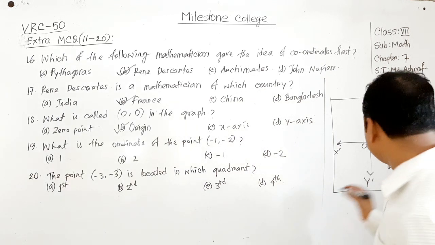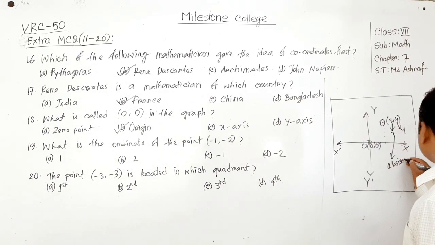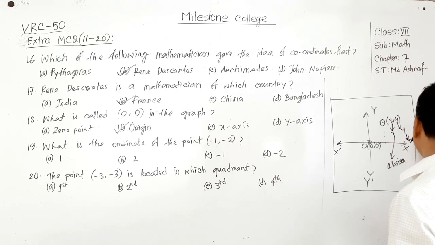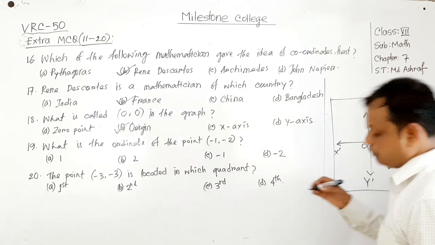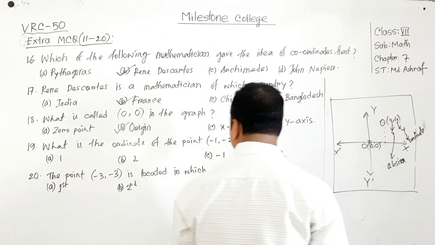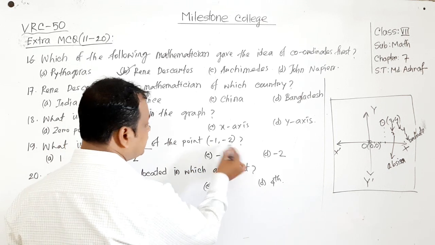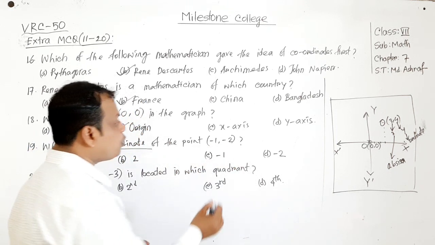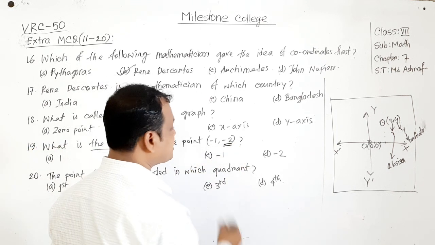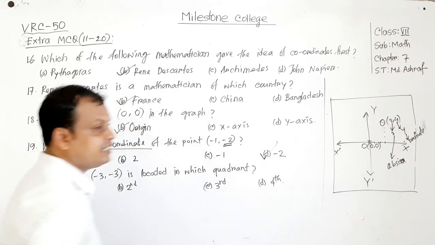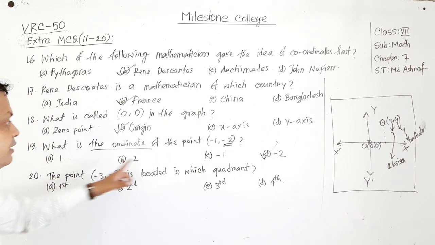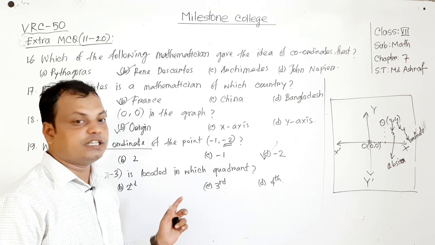What is the spelling? Abscissa. And it will be ordinate. So what is the ordinate of the point? The value of y will be the ordinate. So what is the value of y? The value of y is -2. So the answer will be D. Okay, the ordinate will be option D.